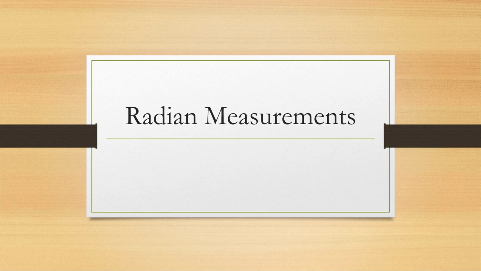In this video, we're going to go over another way to measure the size of an angle, in addition to using a degree symbol. This other system is called radian measurements, and I'm also going to show you how to convert between those two, radians and degrees.